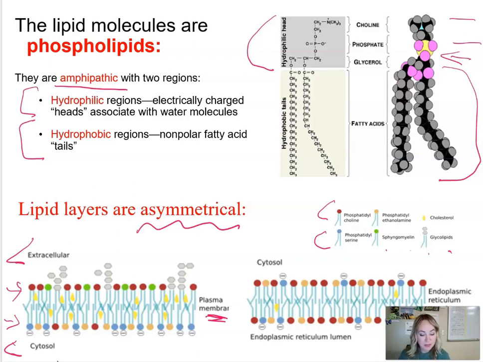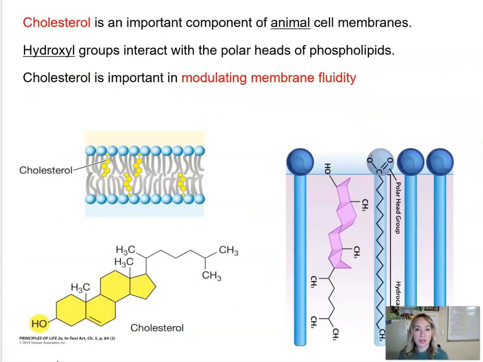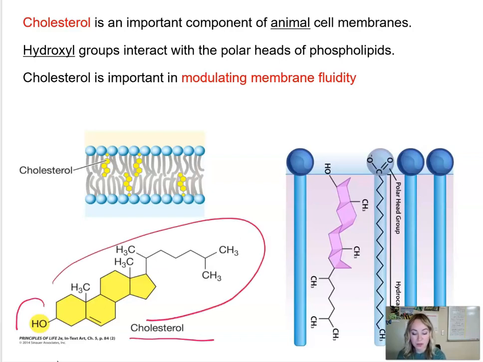And the same thing is happening here if we look at the endoplasmic reticulum membrane. You're going to see that that composition is also different from the plasma membrane because obviously they have different jobs and functions to carry out. So cholesterol, as I mentioned before, is an important component of animal cell membranes. Plants actually have a similar molecule called sterols. Hydroxyl groups in a cholesterol, notice, are here. And then the rest of the molecule is hydrophobic. So we have 4 rings and a short fatty acid chain.